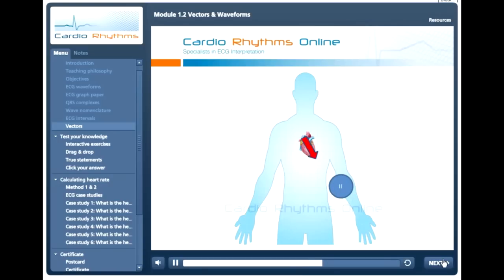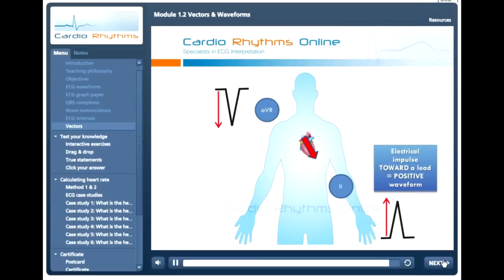Because the electrical impulse in a normal subject is moving toward this lead, it gives us a positive waveform. If the impulse is moving away from an electrode, for example, this is normally the case for lead AVR, it gives us a negative waveform. There is a free module on our website called the 12-lead ECG, and this contains all the information you need regarding specific electrode placement and the various vectors associated with that. For now, just understand that any impulse that moves toward a lead gives us a positive waveform, and any impulse that moves away from a lead gives us a negative waveform.